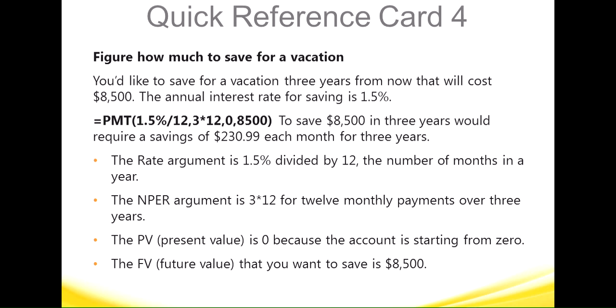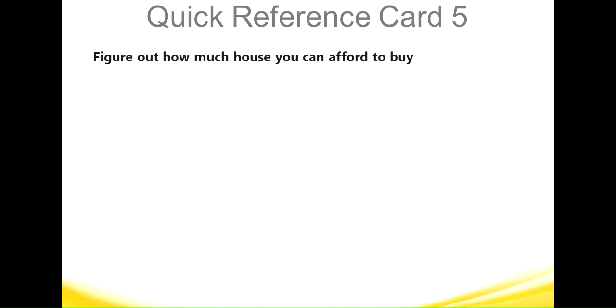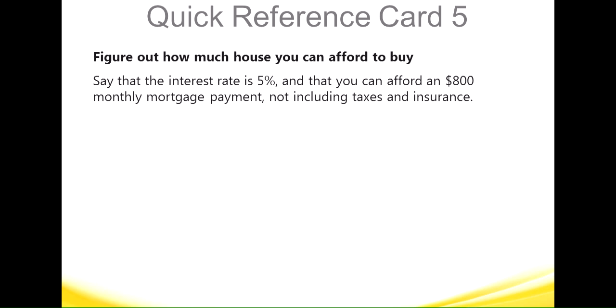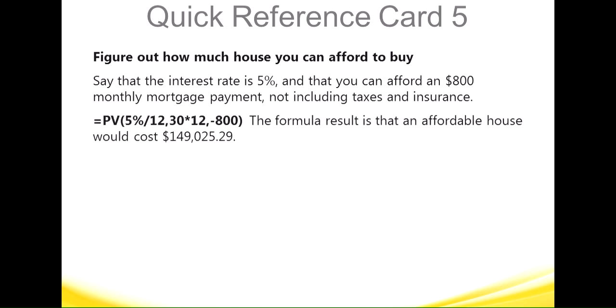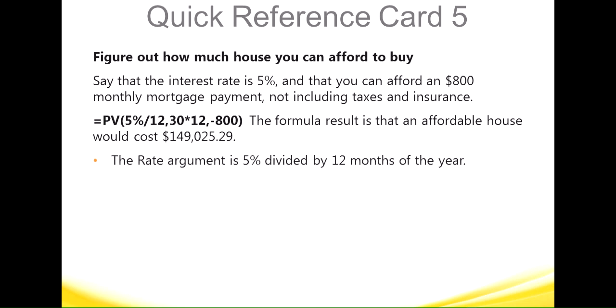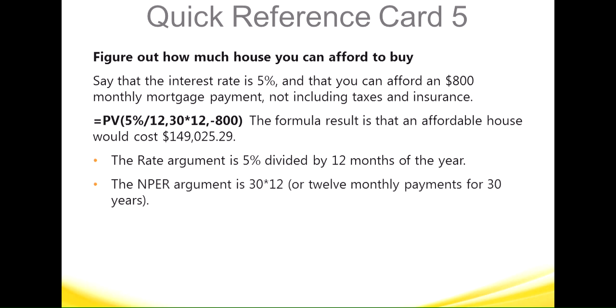We also showed an example of how to figure out how much of a house you can afford to buy. For this, we used the PV function. The formula resulted in an affordable house that would cost us a little over $149,000. The rate argument was 5%. The NPER was 30 years for a fixed mortgage. The PMT was negative $800, or the amount that we were looking to pay each month.